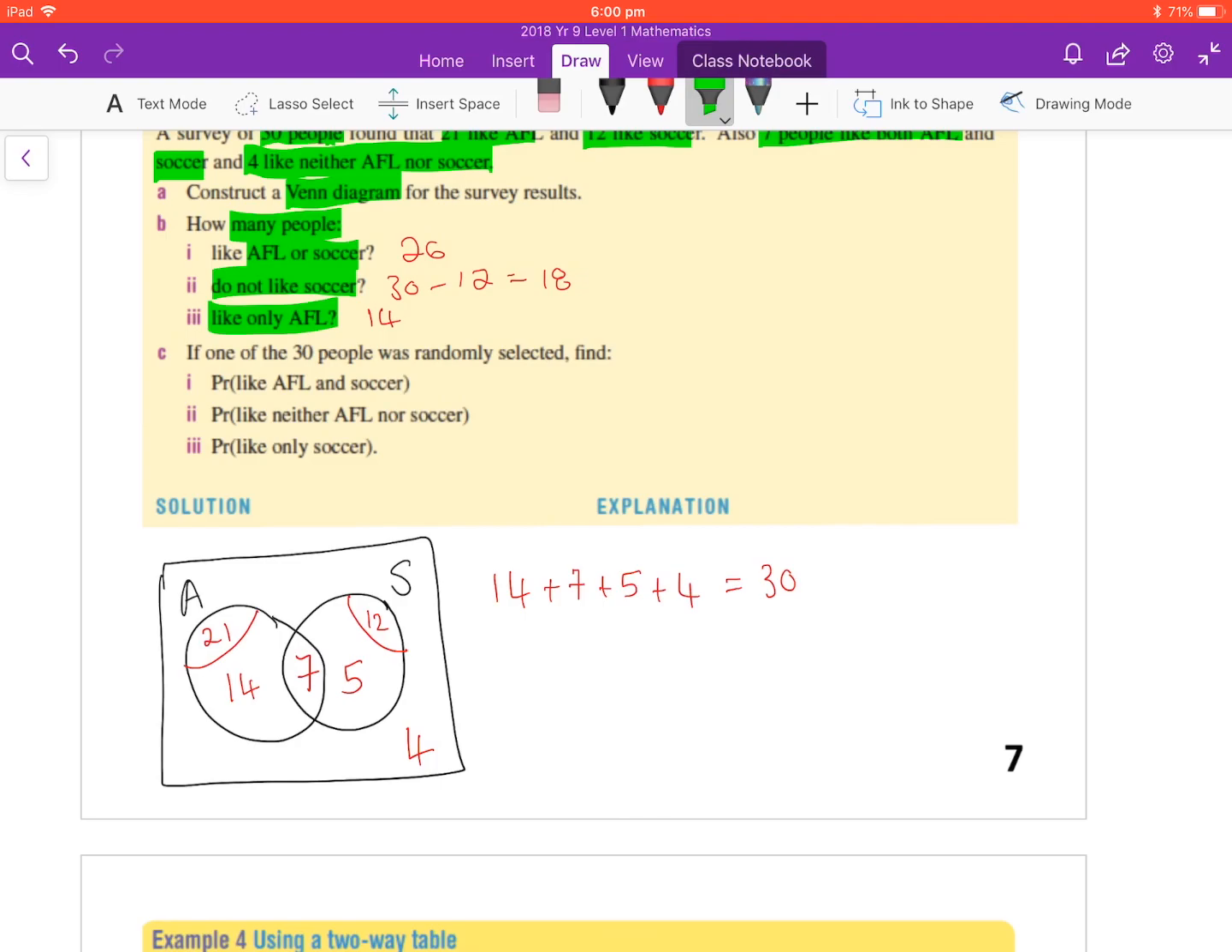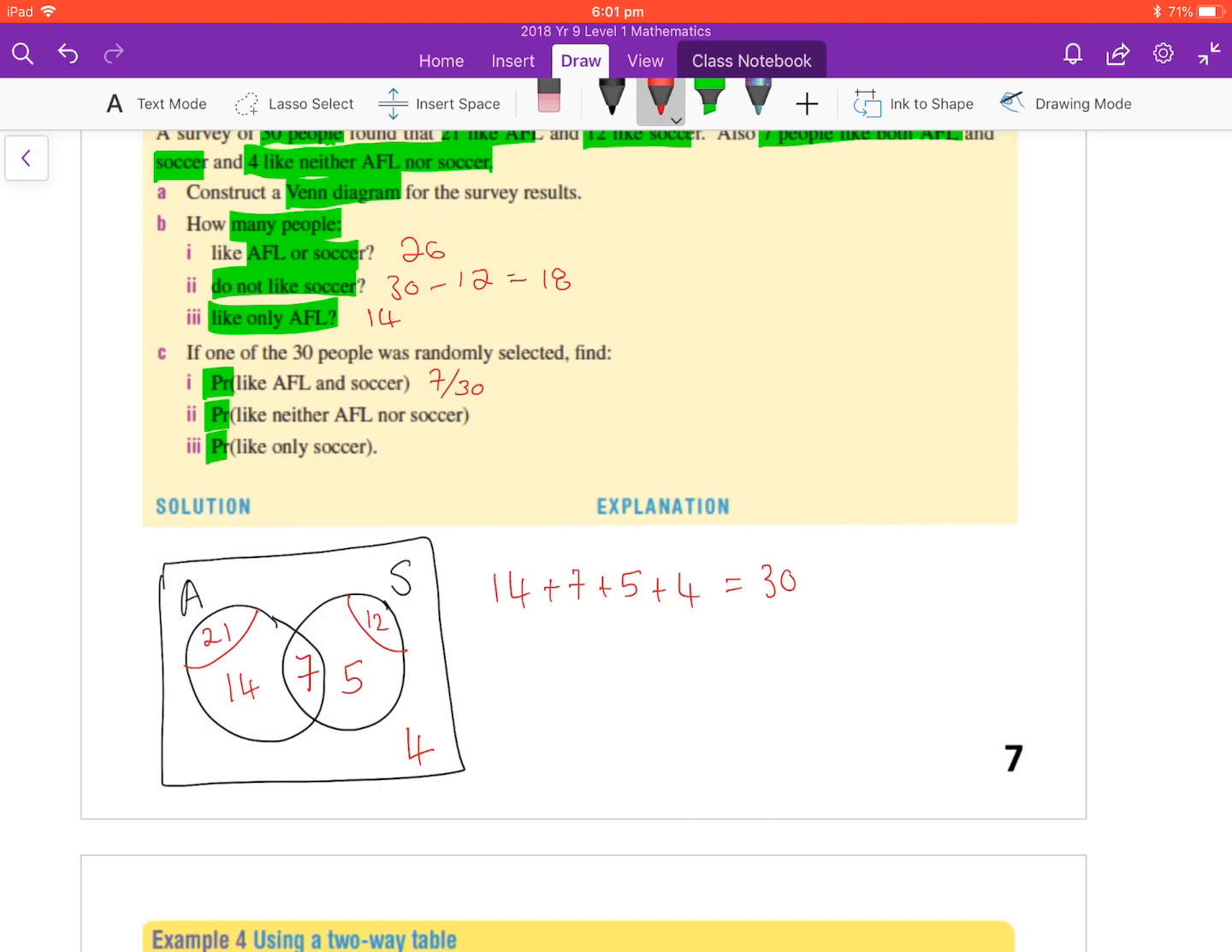With C, they now use the PR at the front here. That's your hint. They're looking for probability with that. So what's the probability they like AFL and soccer? Well, there's 7 people who like both out of a possible 30.